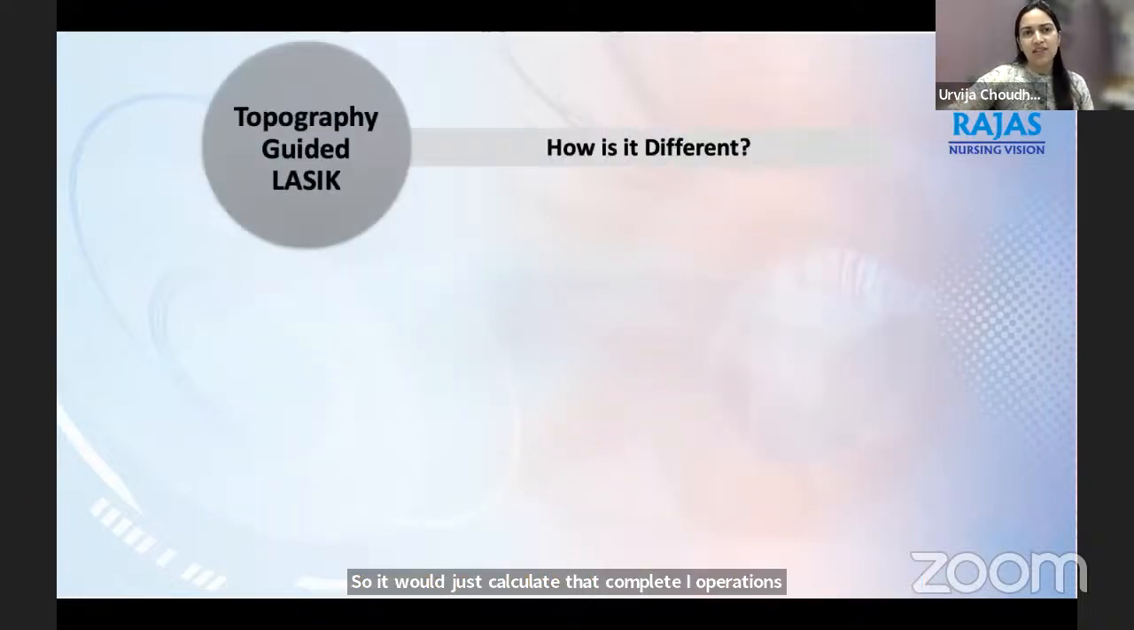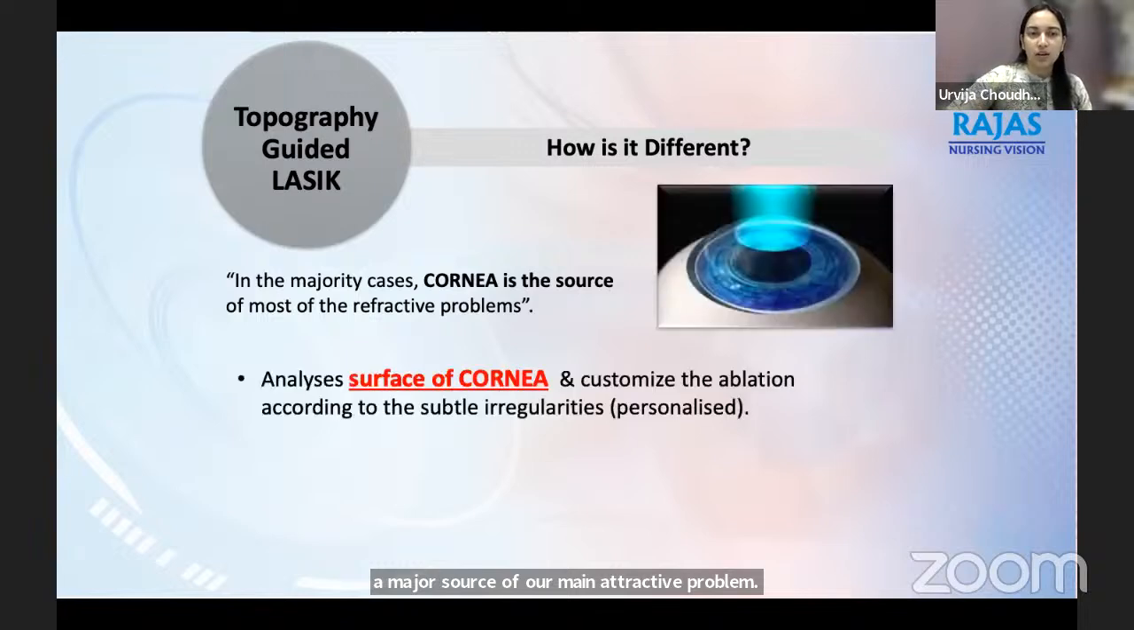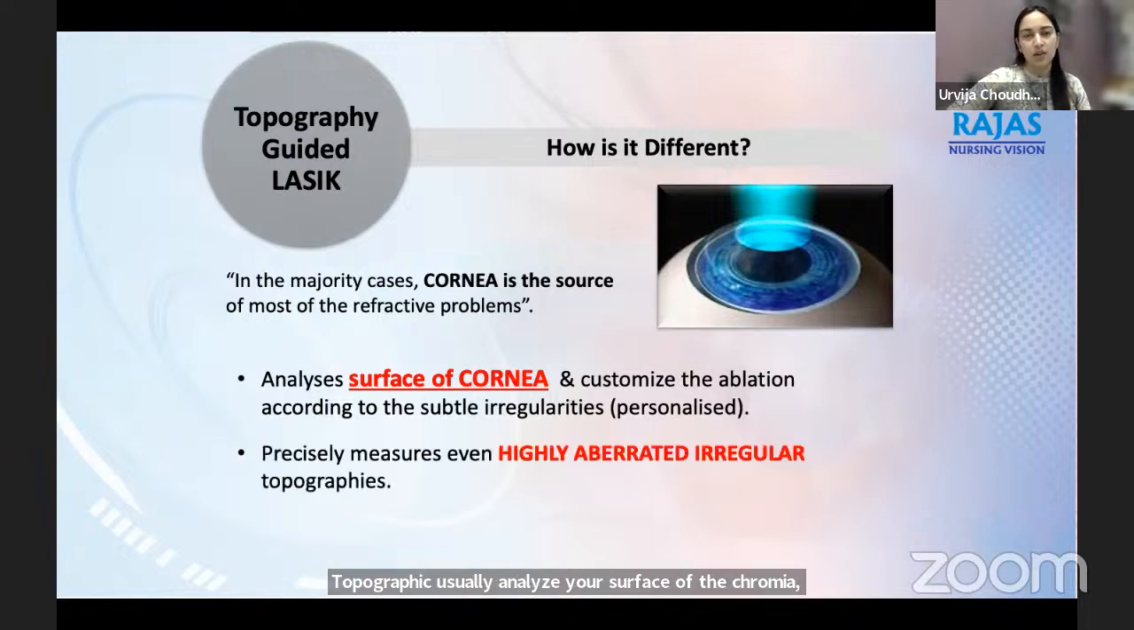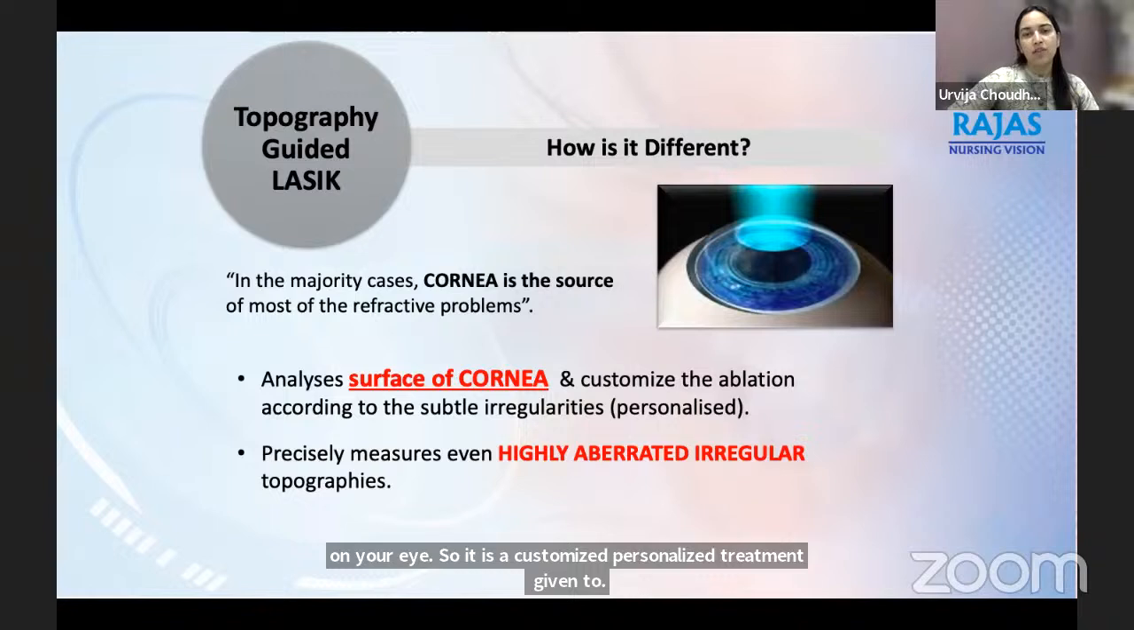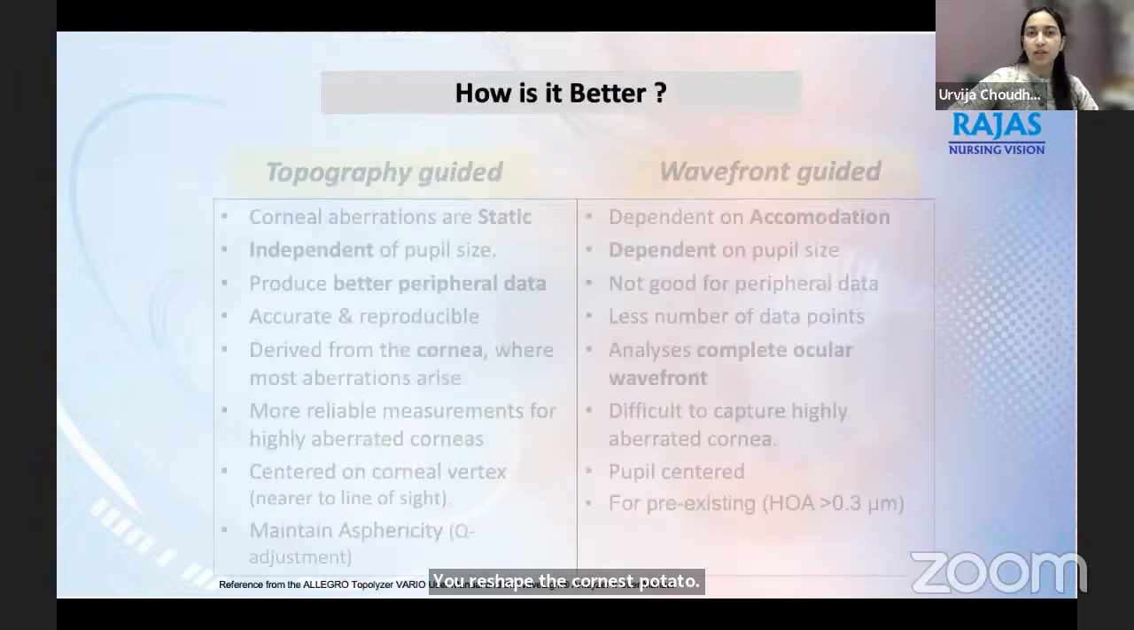The disadvantages of wavefront guided were taken care of with topography guided LASIK, because we know that the cornea is a major source of our main refractive problems. Our major corneal aberrations are the cause of quality of vision loss. So topography guided LASIK usually analyzes the surface of your cornea, and it would customize your ablation according to the irregularities on your eye. So it was a customized, personalized treatment given to a patient. It will measure any aberrated irregularities on the cornea and will reshape the cornea in a best fit asphere, taking into account your sphere and cylinder also.